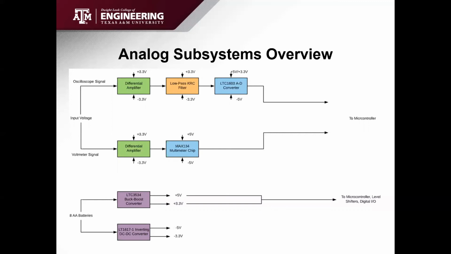At the same time, the power subsystem at the very bottom uses two different components to convert the voltage level from the 8 AA batteries to +5, +3.3, -5, and -3.3.